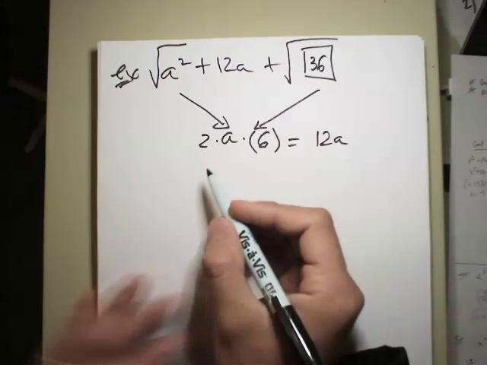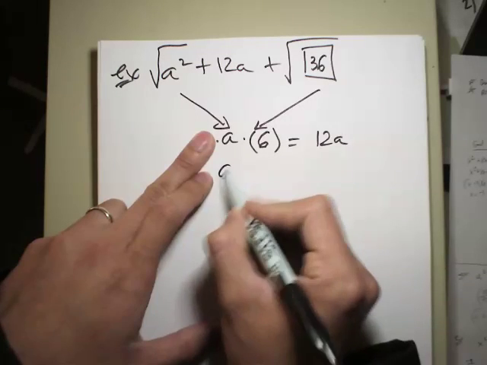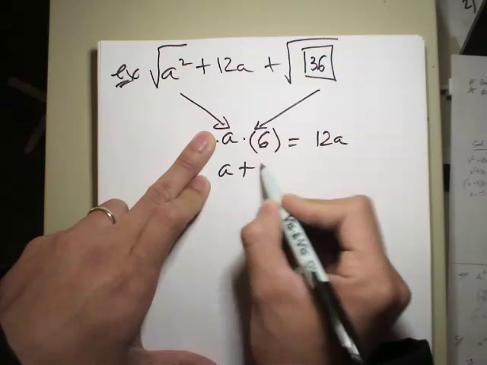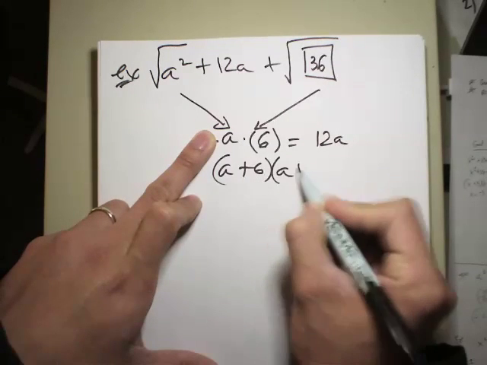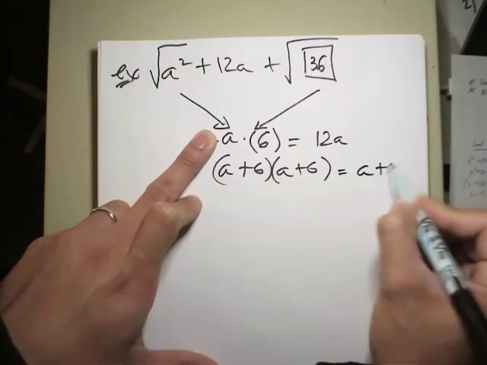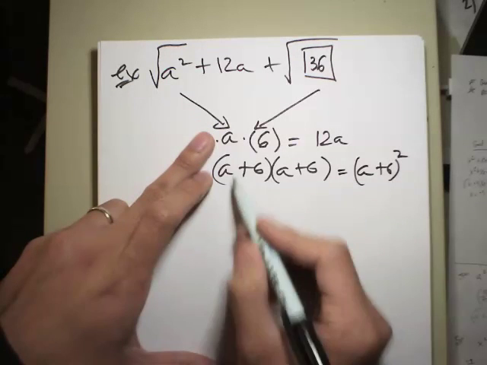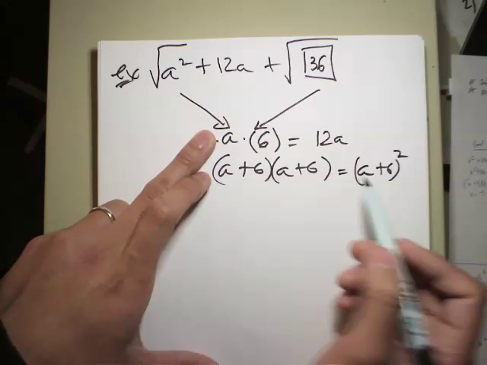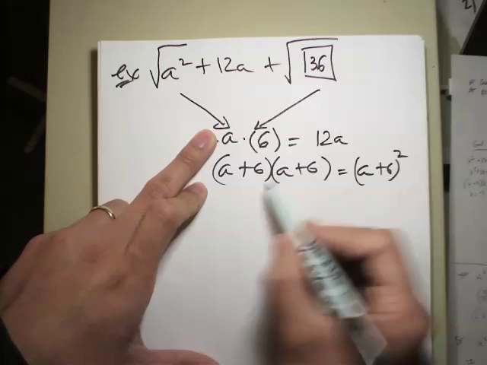So if we want to factor it, it will look like this. Of course, plus plus pattern, you have a plus 6 times a plus 6, or a plus 6 squared. Now it doesn't hurt for you to just check your work, making sure everything looks good. And this is how I quickly check my work.